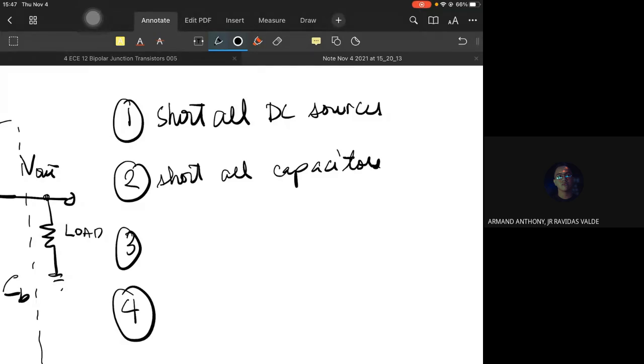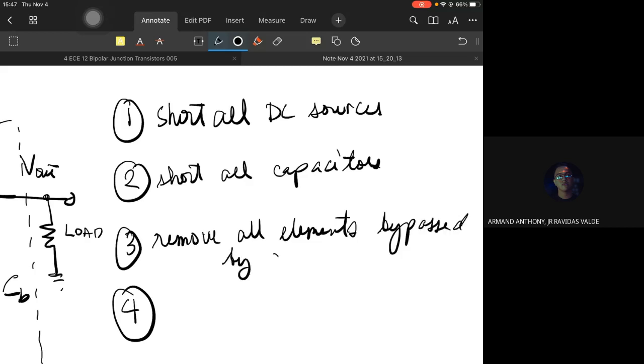Next, remove all elements bypassed by the capacitor. Remove all elements bypassed by capacitor. Especially bypass capacitor, this one.